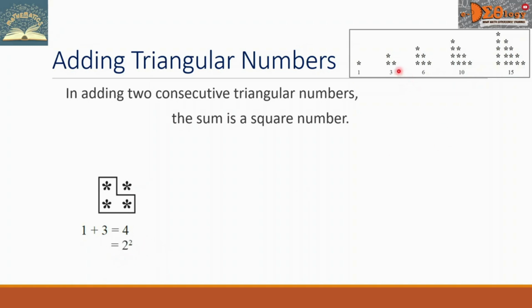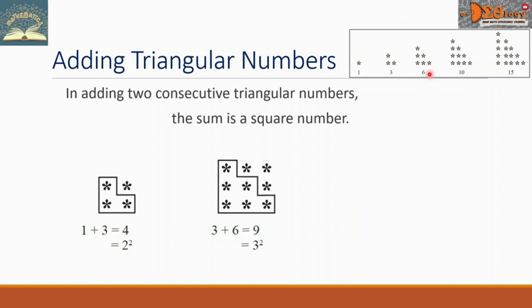Another example, what about this 3 and 6? So we have 3 plus 6. If we arrange the dots, we can do it like this to look like a square. The 3 plus 6 equals 9, and this 9 is a square number that corresponds to 3 squared.